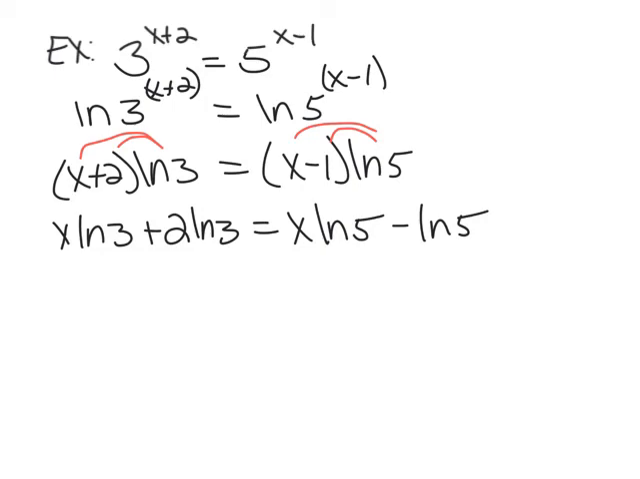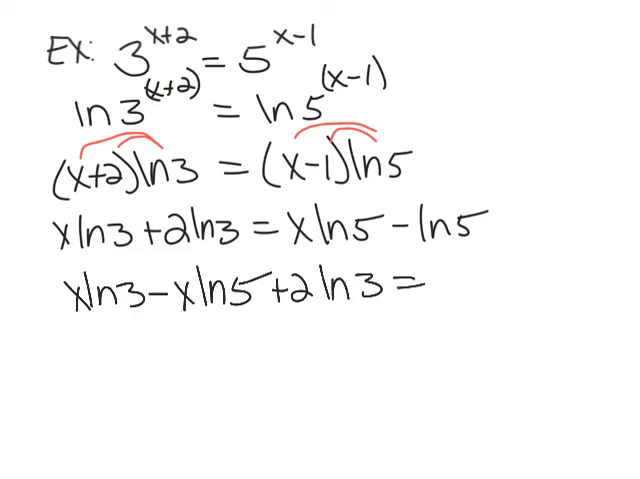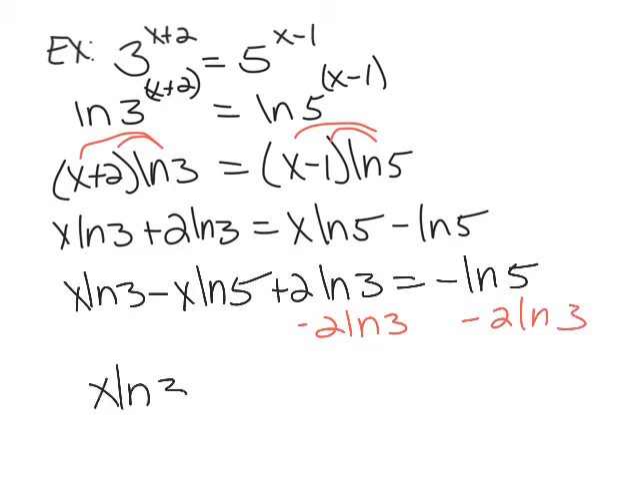So I end up with x natural log of 3 minus x natural log of 5. And I'll keep the 2 natural log of 3, and on the other side it's negative natural log of 5. Now I'm going to subtract the 2 natural log of 3. And I'm left with x natural log of 3 minus x natural log of 5 is equal to, these are both subtraction.